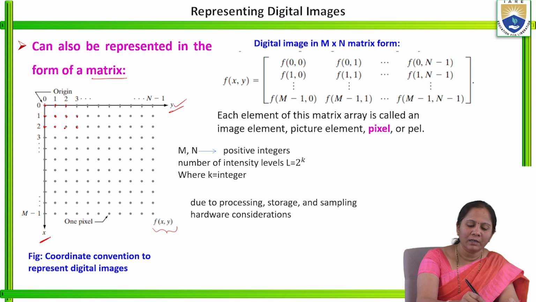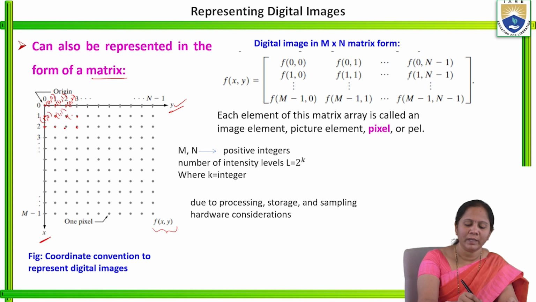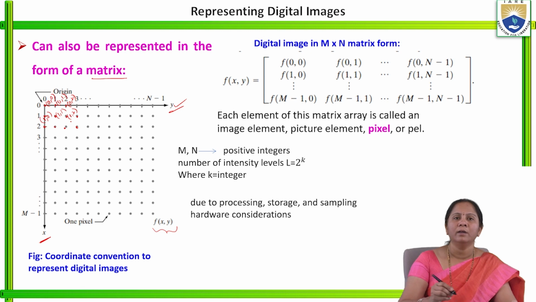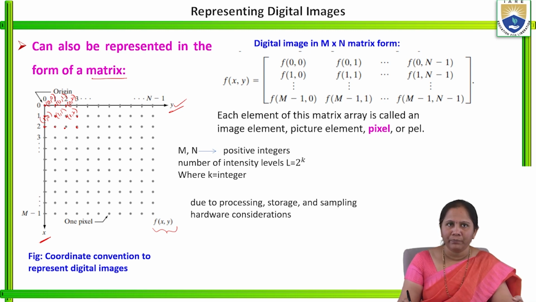The value at this particular point will be 0, 0, at this one 0, 1, at this one 0, 2, whereas coming to the next row, the values will be 1, 0, then 1, 1, and 1, 2. Like that, the coordinate of each pixel will have its own value.